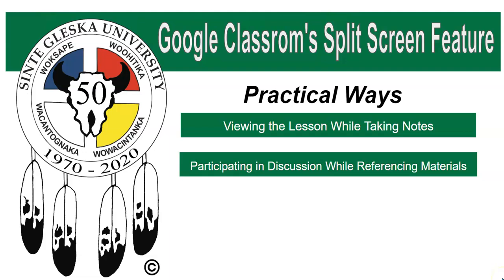Number 2, participating in discussions while referencing materials. During discussions or question and answer sessions, students can have the Google Meet open on one half of the screen and reference reading materials, assignments, or research articles on the other half. This enables them to actively participate while keeping their resources readily accessible.